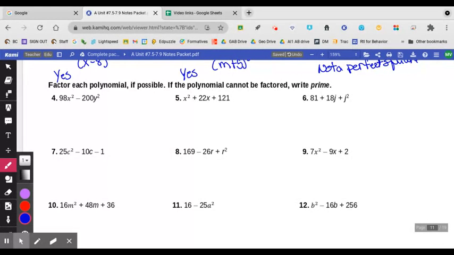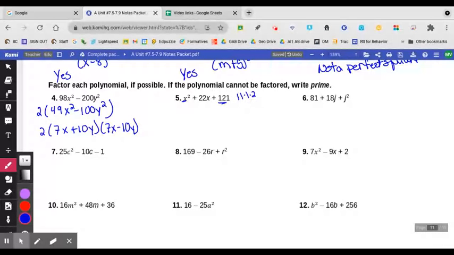Number 4, there's a GCF there of 2. When I take out the GCF, it's 49x squared minus 100y squared. That is now a binomial which is both perfect squares. So that's 7x plus 10y times 7x minus 10y. Here, to check for a perfect square trinomial, x squared is a perfect square. 121 is a perfect square. The square root of 121 is 11. Is 11 times 1 times 2 22? Yes, it is. So that's x plus 11 squared.